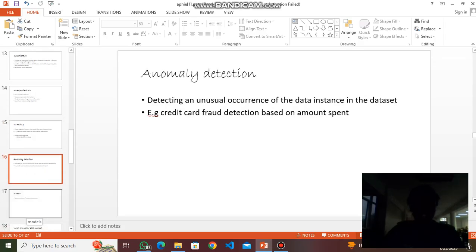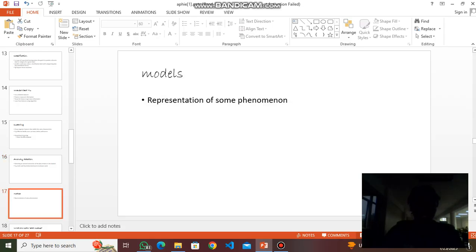Then anomaly detection. In anomaly detection, this is simply all about detecting an unusual occurrence of a data instance in the data set, e.g. credit card fraud detection based on amount spent.